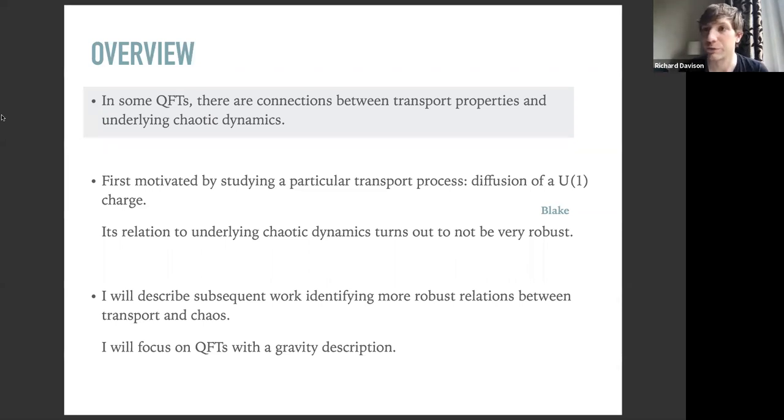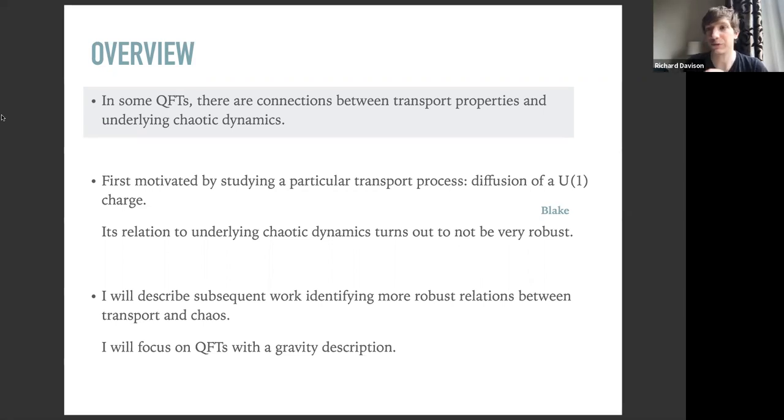And what first motivated him to suggest this was that he looked at a particular kind of transport process, the diffusion of a U1 charge, in certain kinds of holographic states. And what he observed was that the diffusivity of this process could be written in a very simple form when you expressed it in terms of the parameters that govern the underlying chaotic dynamics of those same states.